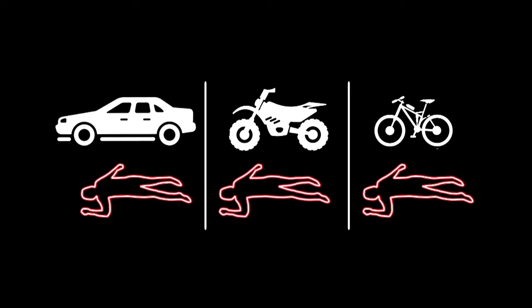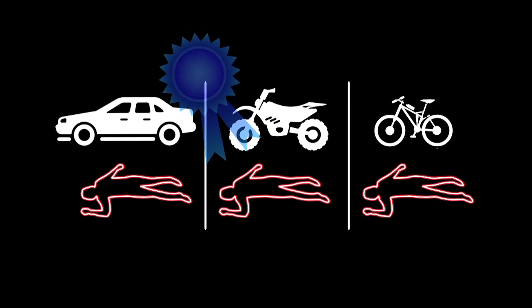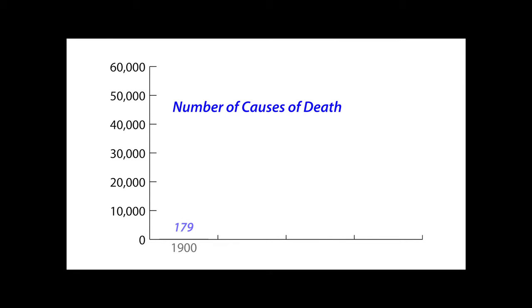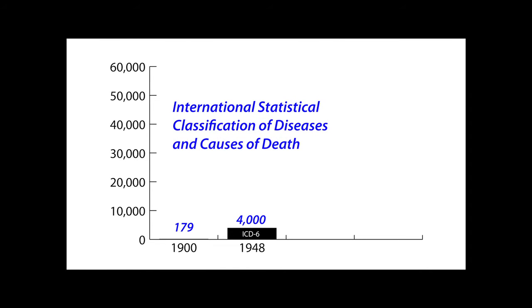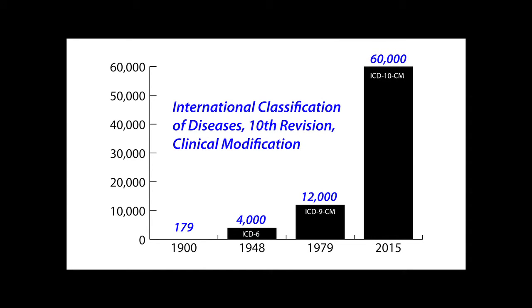In developing the classification, the needs of the lumpers and splitters both have to be considered. If you create too many categories, splitting, you don't have enough data to provide meaningful comparisons. On the other hand, if you have too few categories, lumping, you won't see important differences within the categories. The trend in disease classification has favored the splitters over the years. The initial number of 179 causes of death created at the first International Congress evolved to 4,000 causes of death or diseases in 1948. Since 1948's sixth revision of the ICD, the number of disease classifications has increased to 12,000, with ICD-9-CM and over 60,000 in ICD-10-CM.